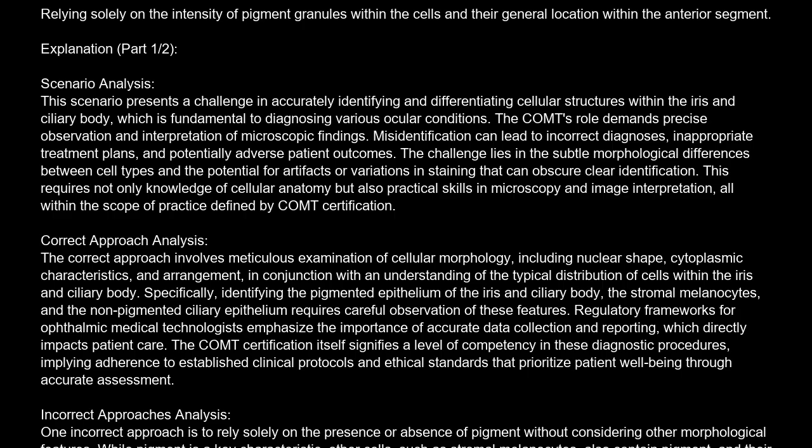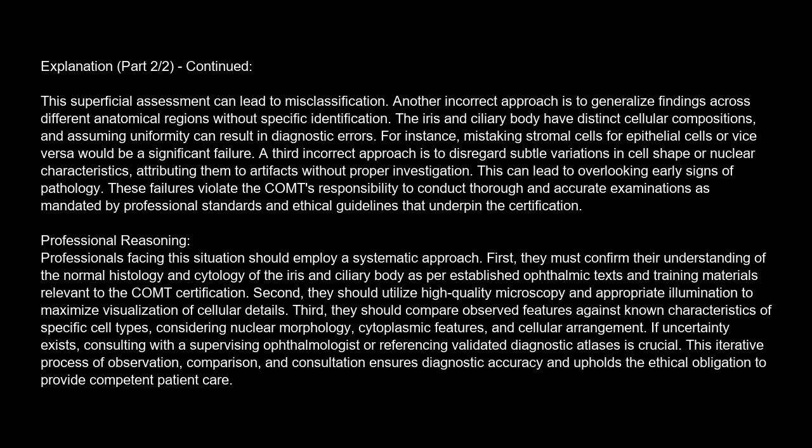One incorrect approach is to rely solely on the presence or absence of pigment without considering other morphological features. While pigment is a key characteristic, other cells, such as stromal melanocytes, also contain pigment, and their morphology differs from the epithelial layers. This superficial assessment can lead to misclassification.